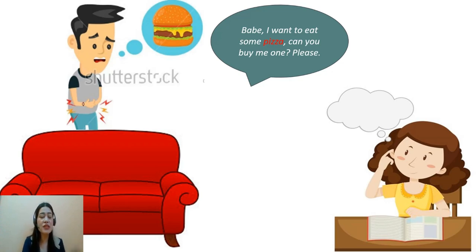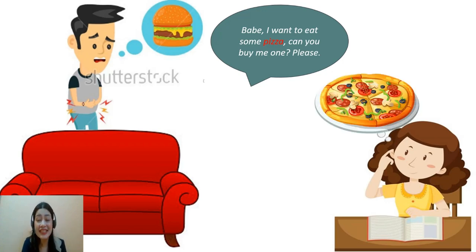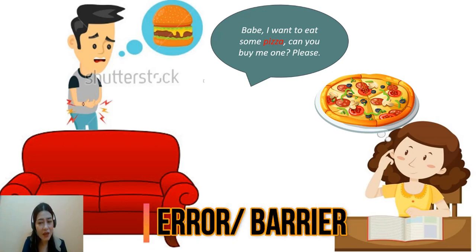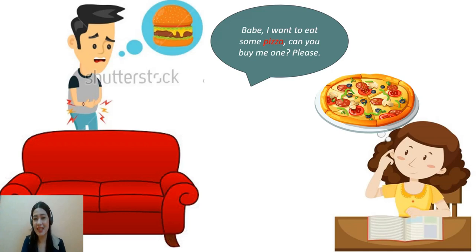Kay naglipog ka unsay burger o unsay pizza. So, ang nasabtan sa imong uyab is you want to eat a pizza. So you see, there was an error or a barrier in the communication process because the sender was not able to encode his message correctly.